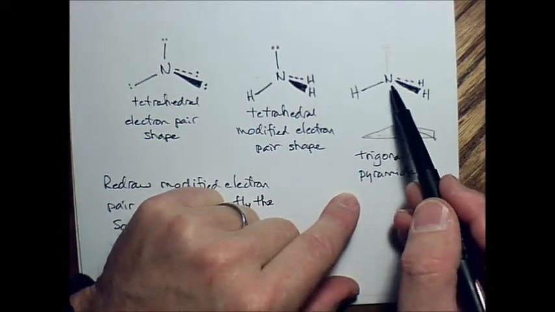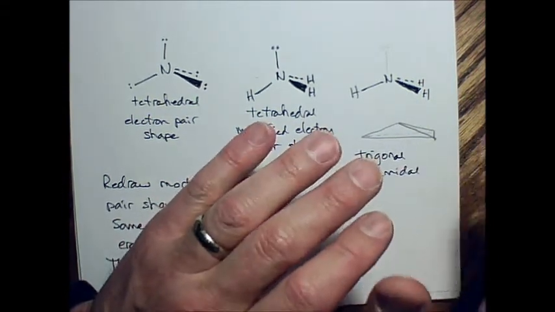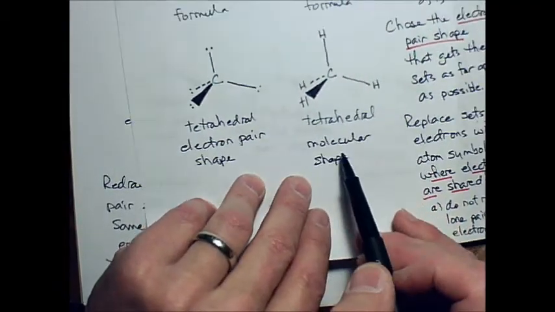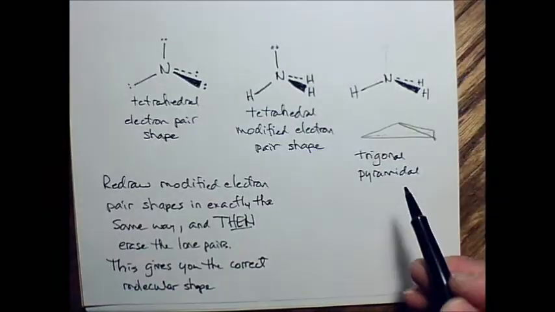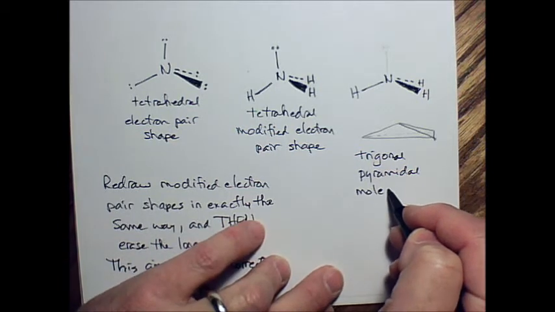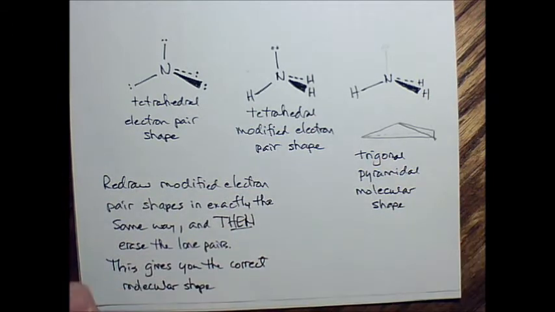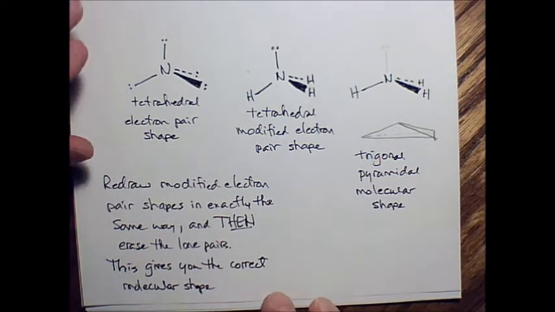And this doesn't have any more electron pairs around it, so we have successfully reached the molecular shape. Previously, we reached this shape and had a molecular shape. Now we have this shape, that's the molecular shape, but it's still called the molecular shape. So it's called the trigonal pyramidal molecular shape. And that's the shape of this molecule.